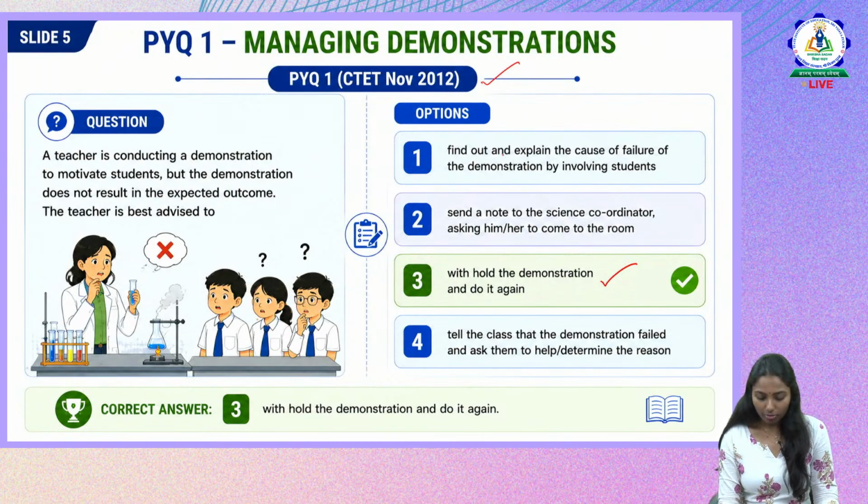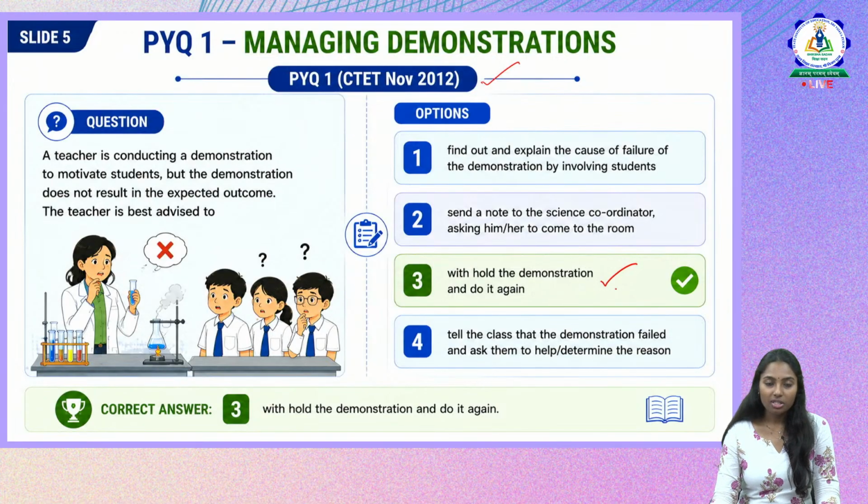But if you see, option number 1 can also be a better one, like find out and explain the cause of failure of the demonstration by involving students. Even that can be done, but the best thing to do is first this one, then after the demonstration is done and you explain the concept, you can do the first one. That is also advisable. But the best advice here is to follow option number 3. After the demonstration, after explaining the concept, you can go and do option number 1.